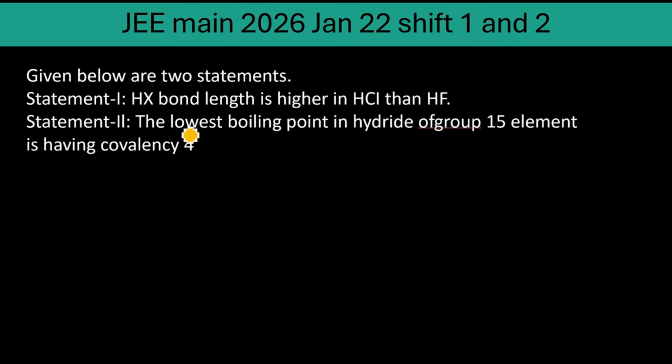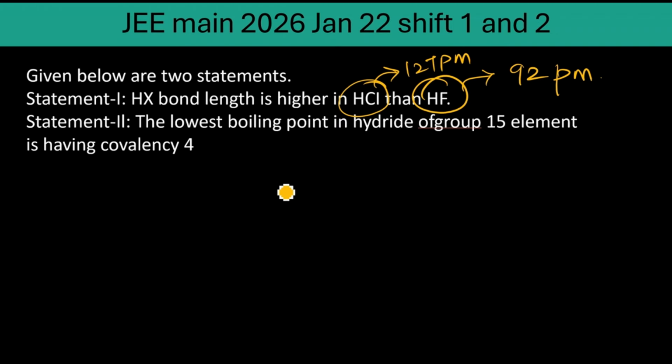Then given below are two statements. The HX bond length is higher in HCl than HF. And statement 2 says the lowest boiling point in hydrides of group 15 elements has covalency 4. As you see, the HF bond length is approximately 92 picometers, right? And the HCl bond length is 127 picometers. So the HX bond length is higher in HCl than HF, that is true.